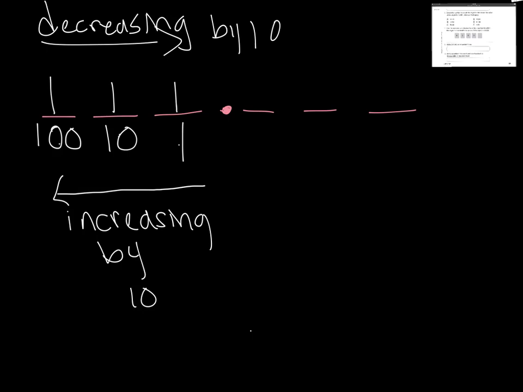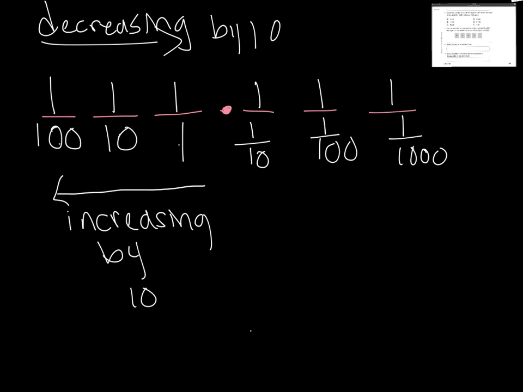On this side of the decimal, if I were to put a 1 in the tenths place, that would be worth 1 times a tenth, or 1/10. If I were to put a 1 in the hundredths place, it would be worth 1 times a hundredth, or 1/100. If I were to put a 1 in the thousandths place, it would be worth 1 times a thousandth, or 1/1,000.